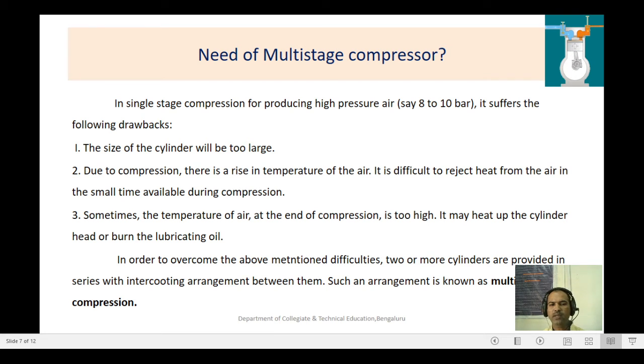To overcome all these drawbacks, what are we doing? We are using two or more cylinders instead of a single cylinder. That is called a multi-stage compressor, where we use two or more cylinders arranged in series, and in between these cylinders we provide the intercooling system.